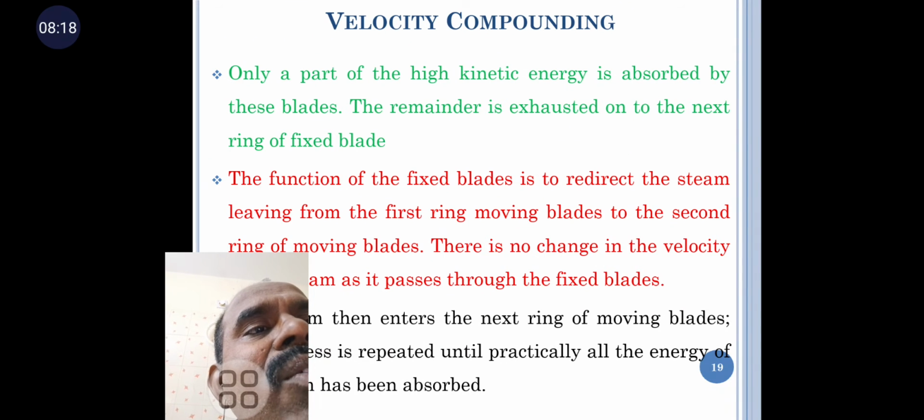one part of the higher kinetic energy is absorbed by this blade, and the remaining is exhausted onto the next ring of blades. The function of the fixed blade is to redirect the steam leaving the first ring of moving blades to the second ring of moving blades. There is no change in velocity as it passes through the fixed blade. This continues until practically all the energy has been absorbed.